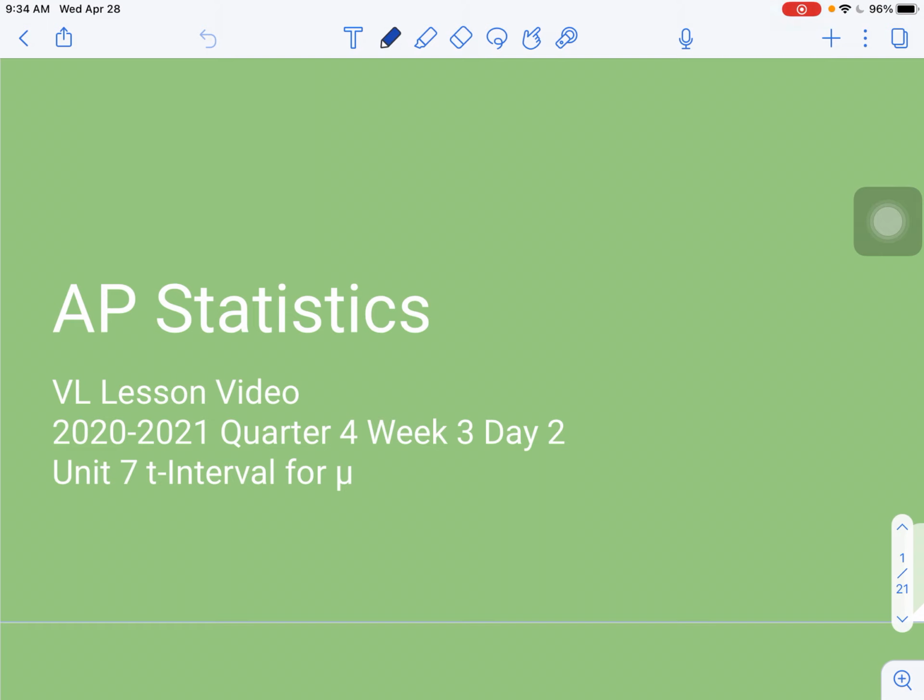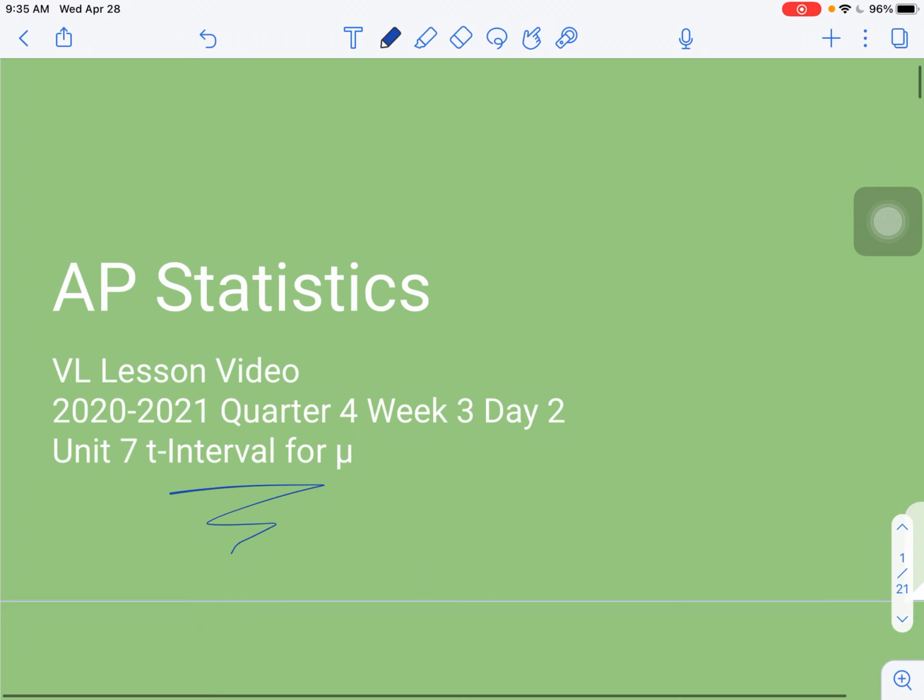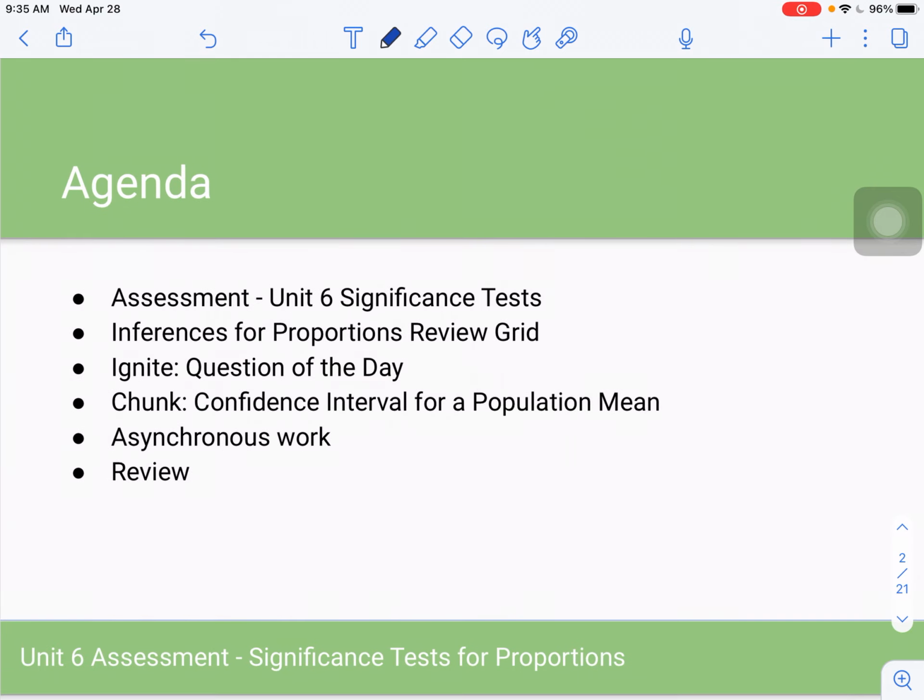We are going to work through our Week 3, Day 2 lesson. We're moving into Unit 7 today, and our topic is the t-interval for mu. All right, so quick agenda. I'm just going to give you a little information about the assessment that I'm assigning today. We're going to run through the next row of the inferences for proportions review grid. We'll do a question of the day. I'll talk a little bit about the confidence interval for a population mean, or the t-interval for mu. And then we'll wrap up at the end.